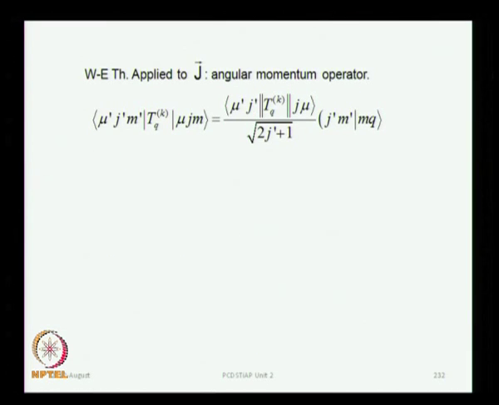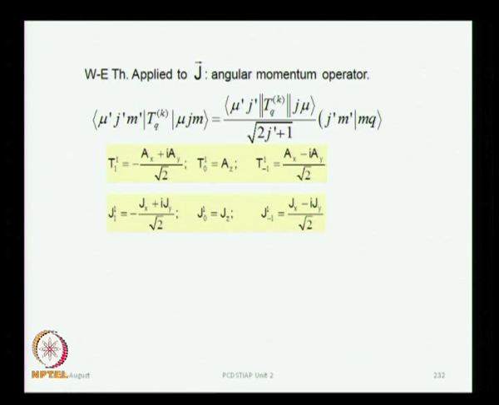So there are some specific applications of the Wigner-Eckart theorem when you deal with the angular momentum operator itself. Now this relationship is valid for any irreducible tensor operator, and therefore it will be valid also for the angular momentum operator. So if you write the angular momentum, you can write it in Cartesian components or you can write it in corresponding spherical components.